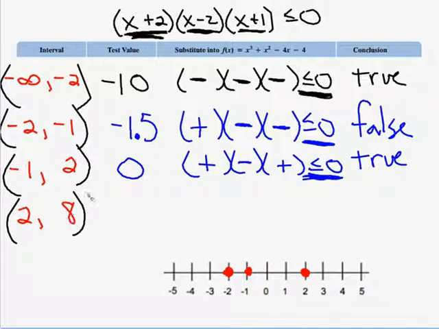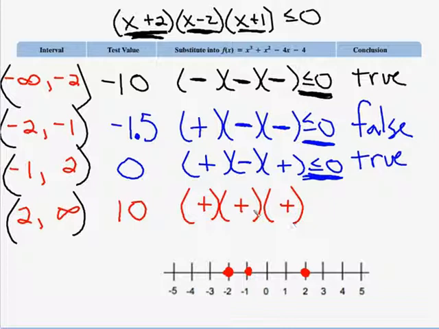Why did I put 8? That's not an 8, that's an infinity. From 2 to infinity. All right, let's plug in, I guess, a 10 works. Nice number. 10 plus 2 is positive. 10 minus 2 is positive, and 10 plus 1 is positive. All positives will multiply to a positive. Is a positive number less than or equal to 0? Absolutely not. That is false.